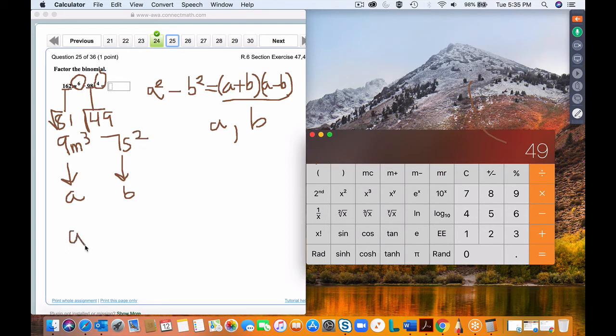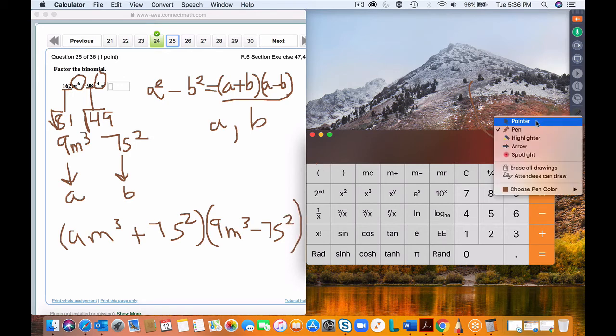So 9M3 plus 7S2, close and open parenthesis, and then 9M3 minus 7S to the 2, close parenthesis, and I finish. That's the way we do it.